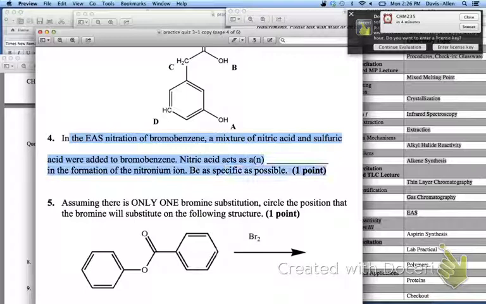Just because I don't think we really spent enough time looking at activating versus deactivating groups. It's more of a lecture question.